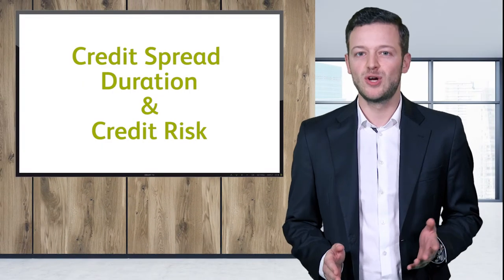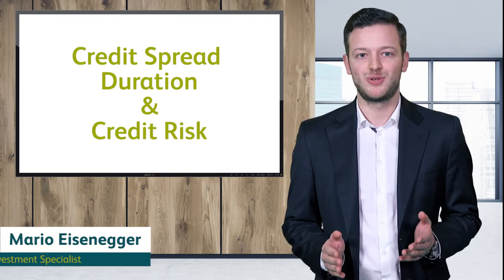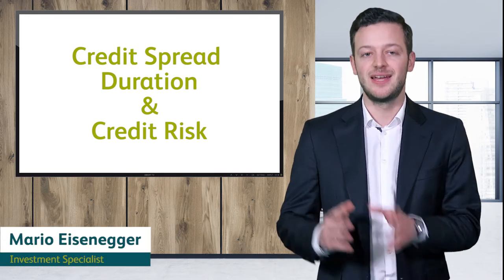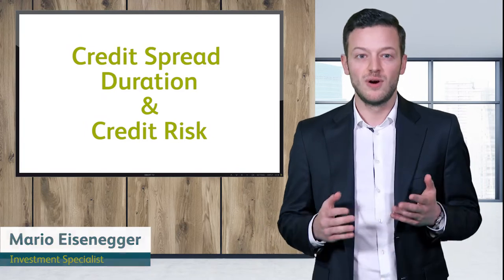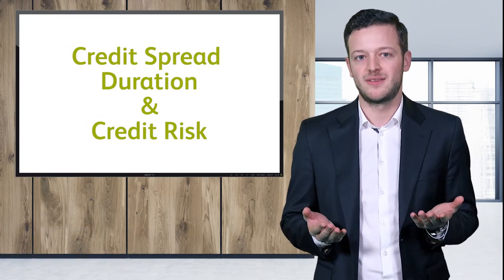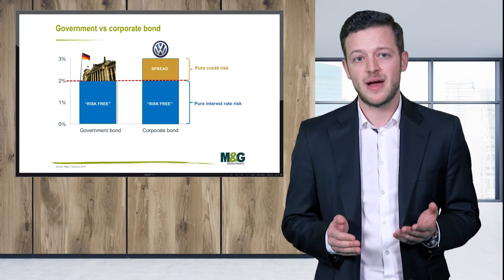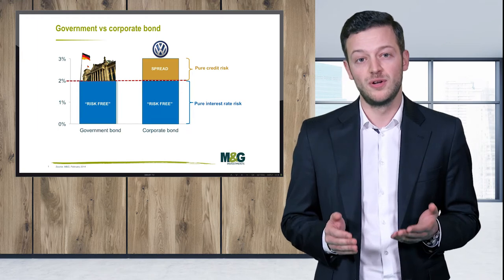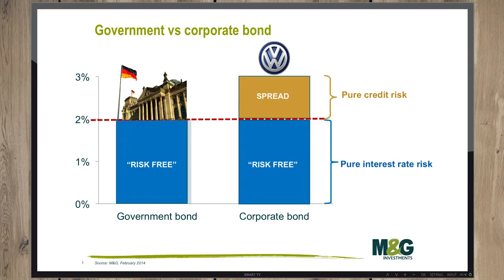In this session, we're going to talk about the difference between credit spread duration and credit risk. So first of all, what are credit spreads? Therefore, let's compare a core government bond with a corporate bond. As you know, both governments and companies can turn to the market for funding.